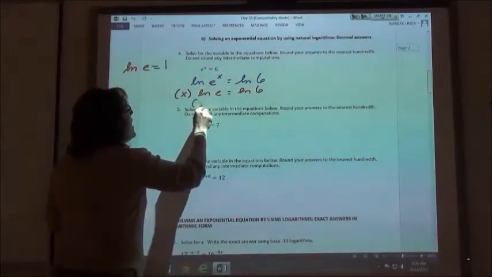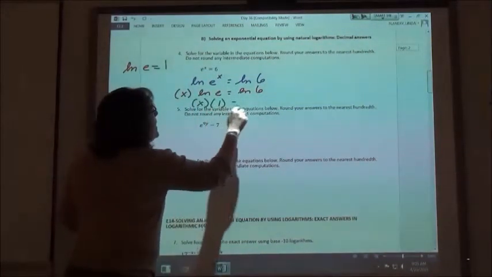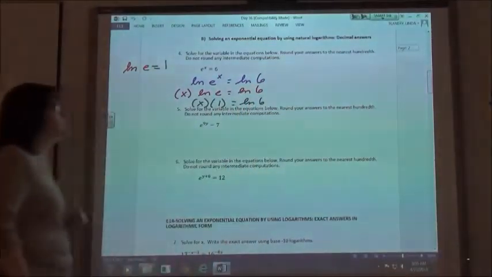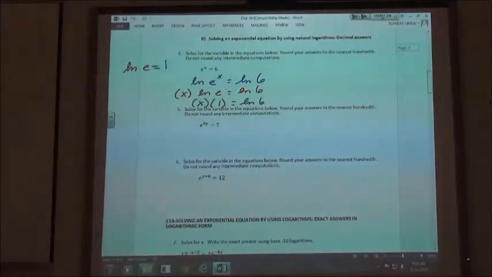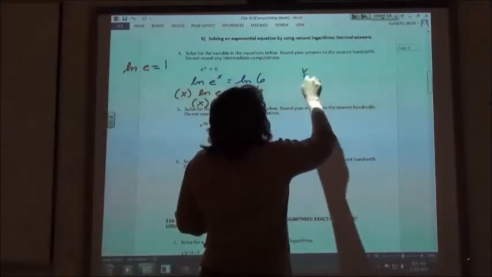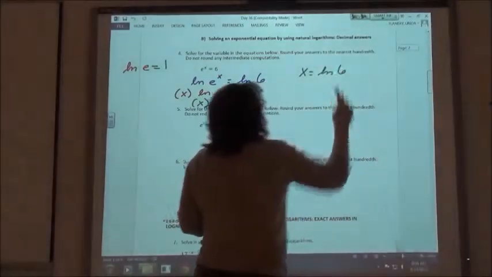So this is going to be x times 1 equals the natural log of 6. And x times 1 is just going to give me x. So x is equal to the natural log of 6.